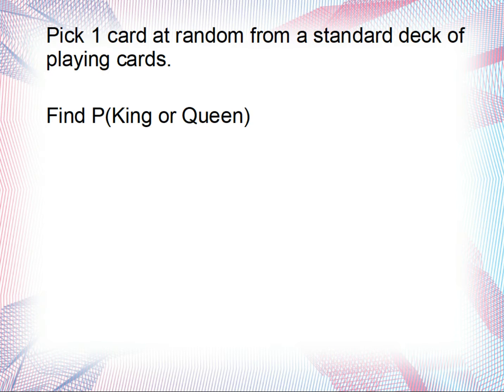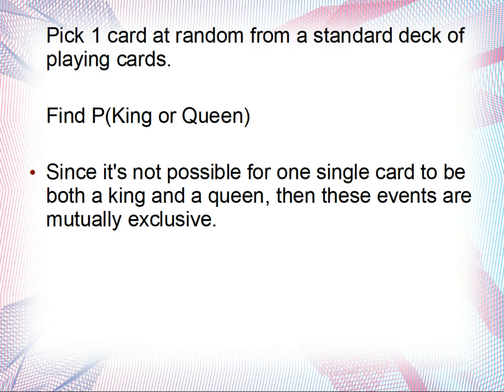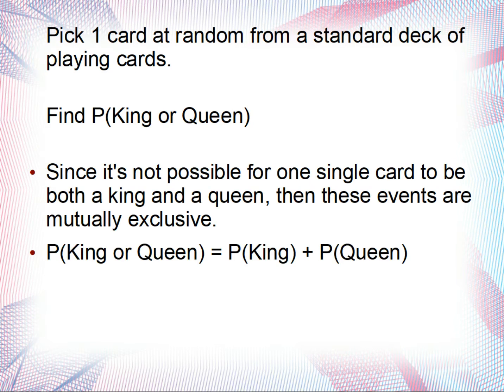Let's figure out the probability that when we draw a card at random, we either get a king or a queen. It is not possible for one single card to be both a king and a queen, so these events are mutually exclusive, which means that we can just add them together. So the probability that we get a king or a queen is the probability of getting a king plus the probability of getting a queen. Since the probability of getting a king is 4 out of 52, and the probability of getting a queen is 4 out of 52, the probability of getting one or the other is 8 out of 52.